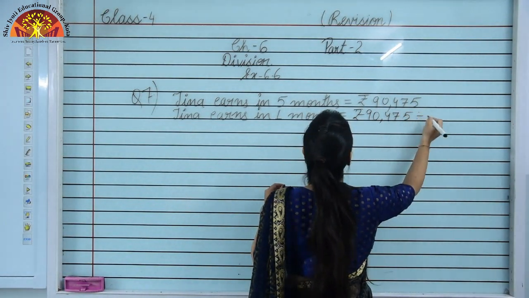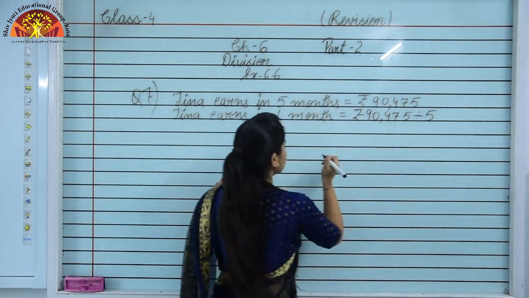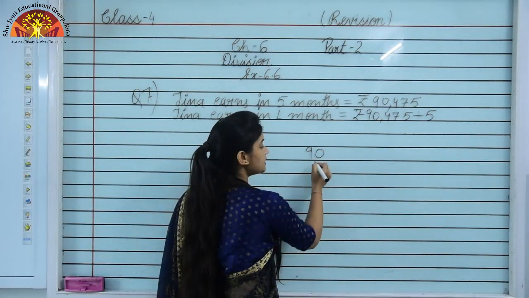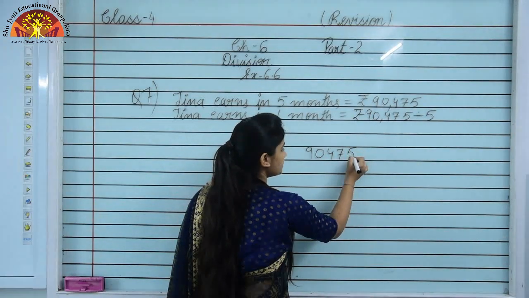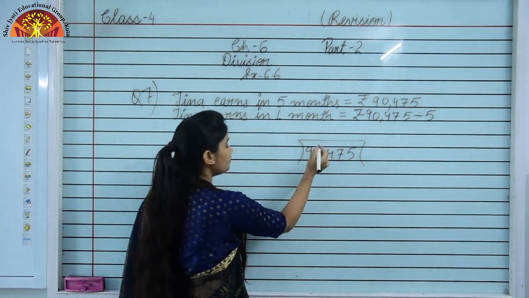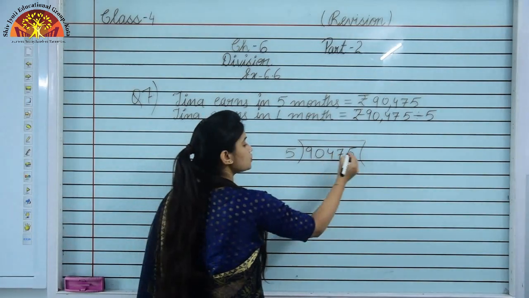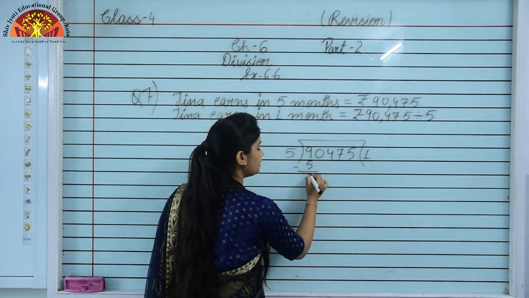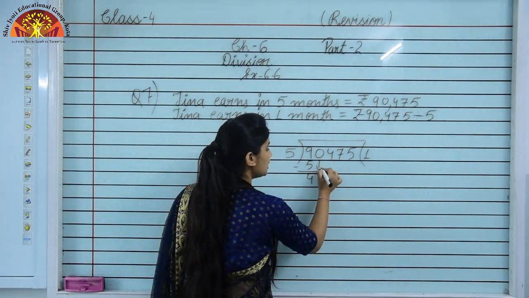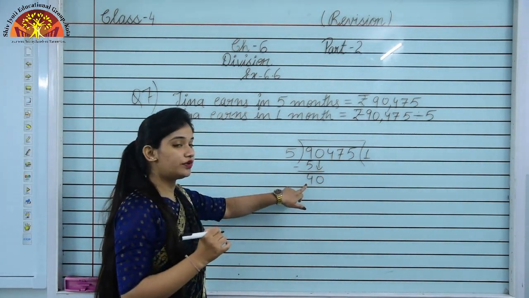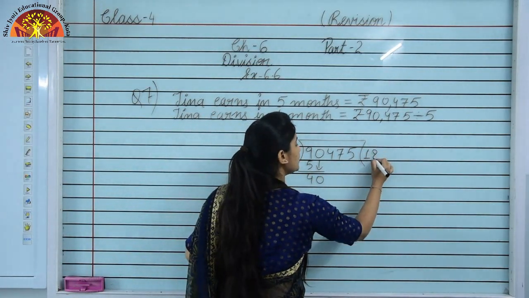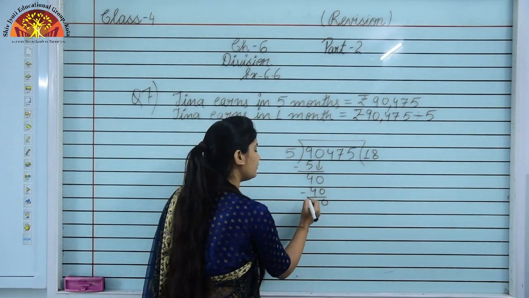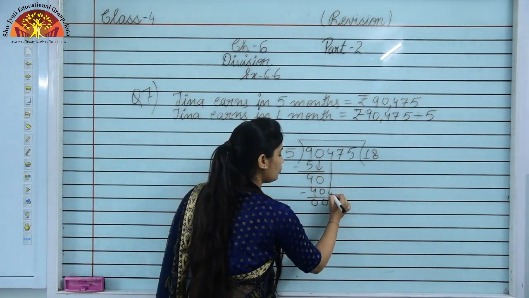90,475 by 5. So now again look here, as I have told you, dividend will come here and the dividend is 90,475 and divisor will come here, that is 5. So students, 5 ones are 5, 9 minus 5 will be 4, now 0 will come down and this will become 40 and 5 8s are 40. Now again subtraction, 0 minus 0 will be 0 and 4 minus 4 will be 0. Now 4 will come here.